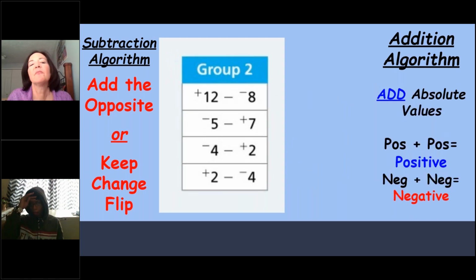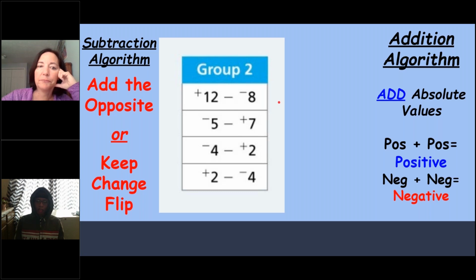This is group 2. Same thing. We're just going to use, whatever you're comfortable with, add the opposite or keep, change, flip. So that gives us more practice. Help me rewrite the first one. +12 minus a -8. What would it be now? +12 plus a +8. Perfect. Now those signs are the same. So now we can add and keep the sign. So what's the answer going to be? A +20. Nice.